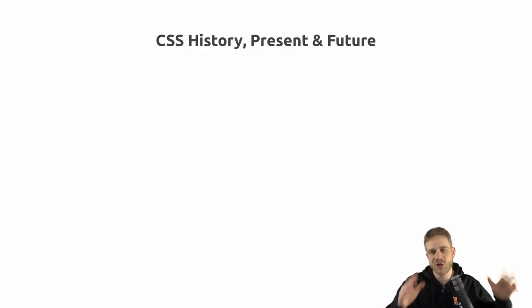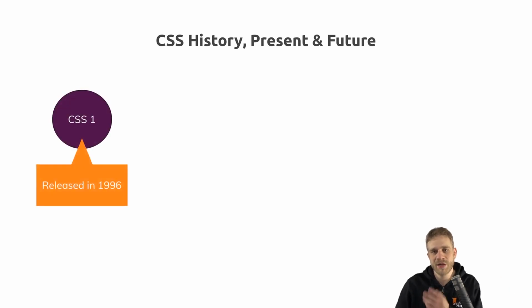So we had a look at what you can do with CSS. Now let's have a brief look at its history. A very brief one, I promise. So CSS was first introduced in 1996. We refer to this as CSS version 1. That was the first time you finally got tools to improve the look of your web page.